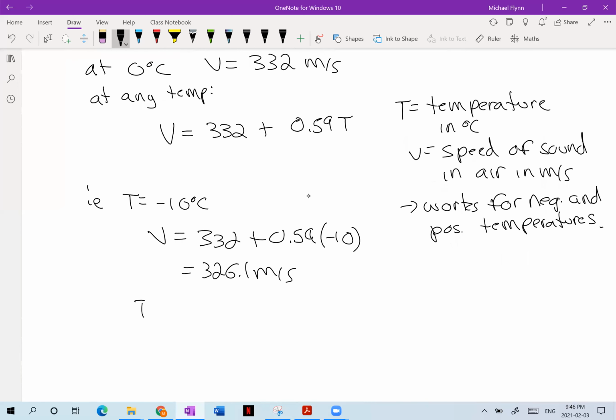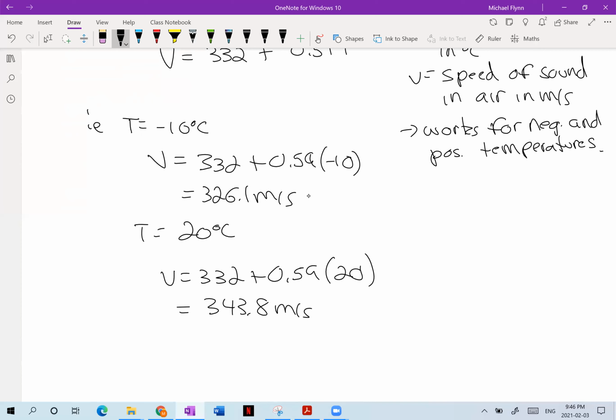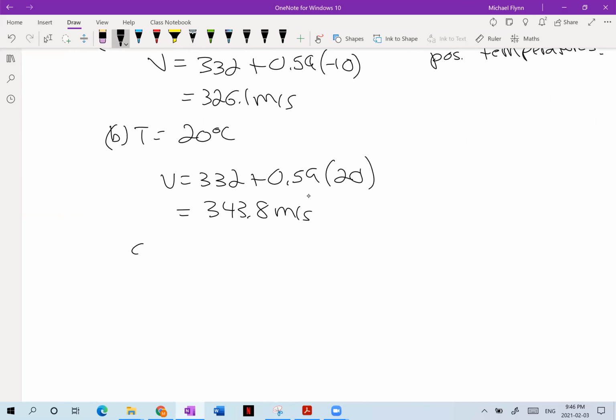Now, what is the speed of sound if the temperature is room temperature, 20 degrees Celsius? So there's our nice classroom temperature, let's say, well, the room you're probably sitting in now is around 20. It would be V equals 332 plus 0.59 times 20. Plug the numbers in, I get 343.8 meters per second. That is the speed of sound at room temperature. Now I could give you another example. So this is A, this is B. Let's do one more. Let's do C.